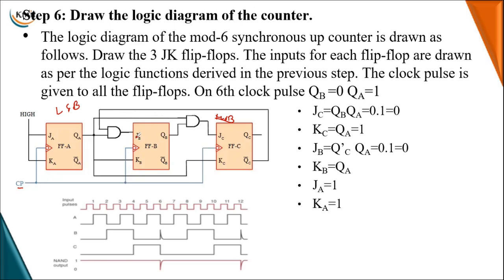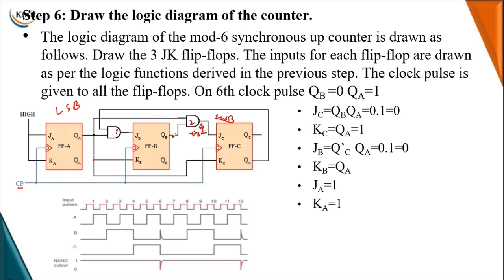This JB input depends on the third flip-flop's complemented output along with the least significant flip-flop output QA. KB is exactly equal to the QA value, so we connected QA to KB. Next, JC is equal to QB into QA. So QB is one input, and QA is transferred as the other input of the second AND gate, and the second AND gate output, the product of QB and QA, is applied to JC. KC is equal to QA, so we connected QA directly as the KC input.